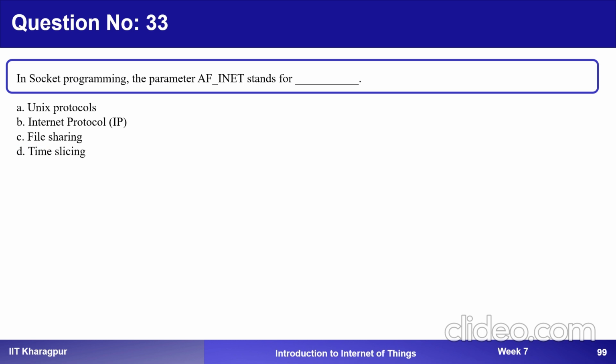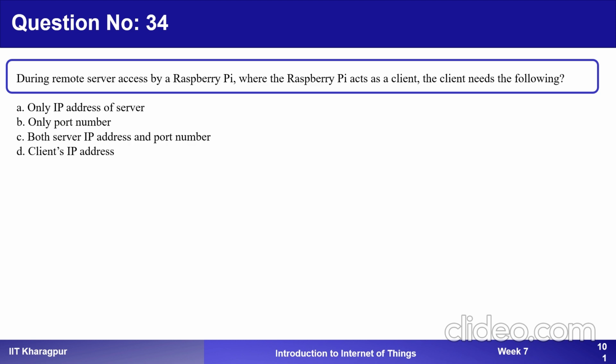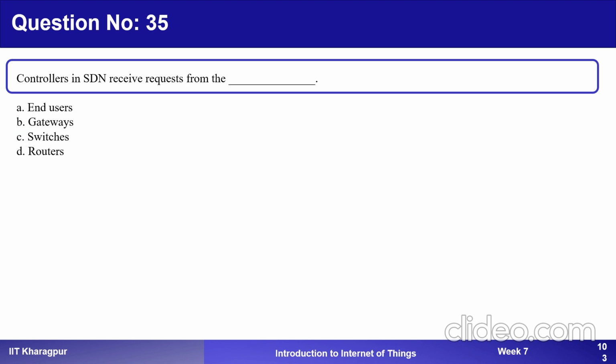Next question is, in socket programming, this is repeated. Parameter AF_INET stands for Unix protocol, IP protocol, file sharing, time slicing. IP. Right, IP. This one is different. Controllers in SDN receive requests from: end user, gateways, switches, routers. Switches. Right, switches is correct. Switches send requests to the controllers in order to get the flow rules.